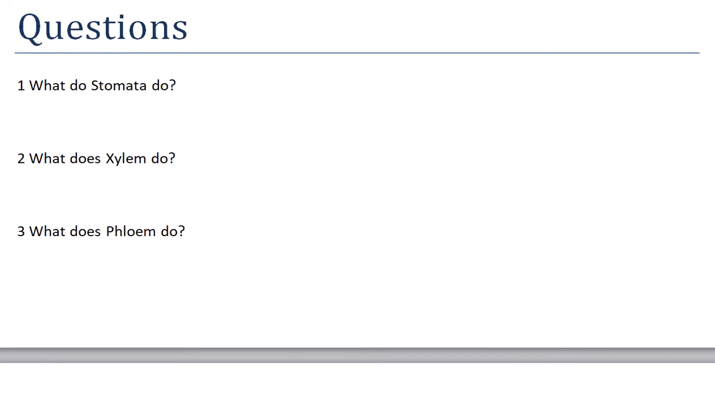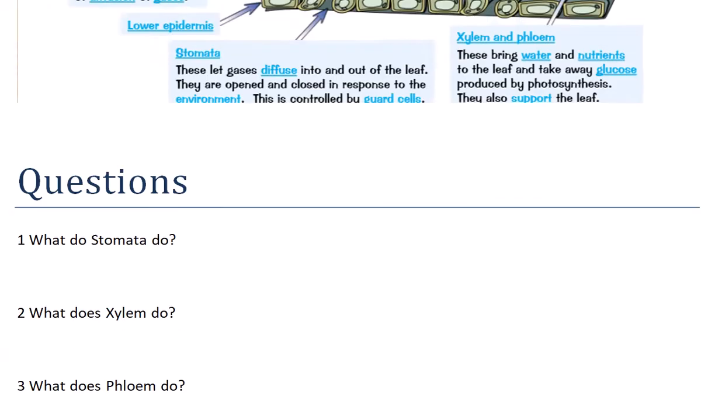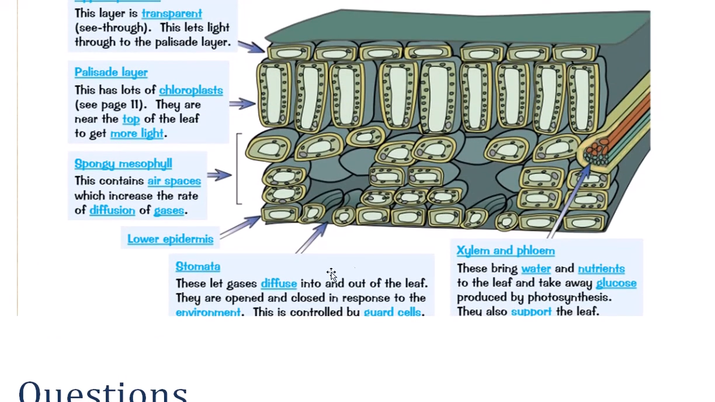So question 1, what do stomata do? Okay, so it's here, stomata. These let gases diffuse into and out of the leaf. They are opened and closed in response to the environment. This is controlled by guard cells. Now that is a guard cell, and that is a guard cell, and the space in between them, that is a stoma, and lots of stoma together are called stomata. Okay, next question.